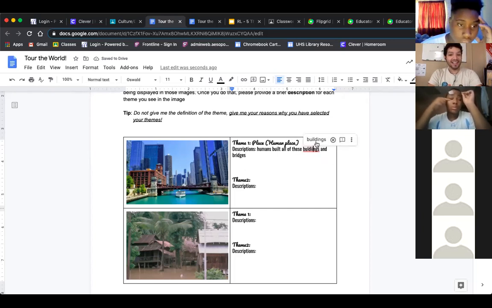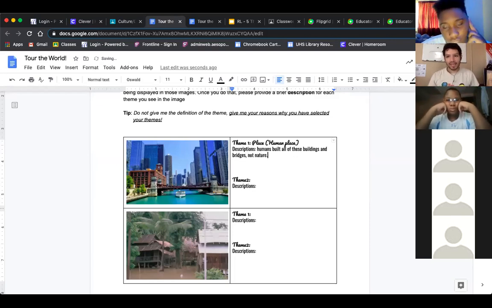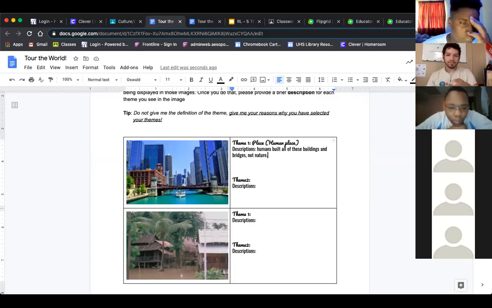There are many answers and many different types of descriptions. Humans built all the buildings and bridges, not nature. Something brief like that, something that shows me you do know what you're talking about, that you see this theme in this picture, and let me show you by typing it out. Then you can ask, what other theme is there? Okay, I see this, maybe it's that, and then type in my description as to why I think it's that theme.